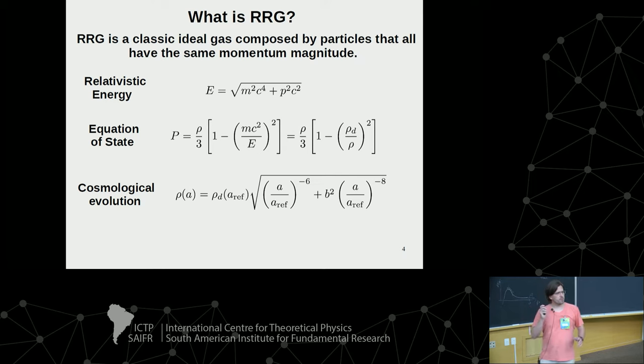So B is a parameter which is related to the warmness of this fluid. If you take it zero, it's cold. If you take some value larger than zero, then you introduce some warmness in the fluid. On initial conditions, when you plug this equation into the Friedmann equation, the initial energy is related to B. When you choose B, then you choose the initial energy.